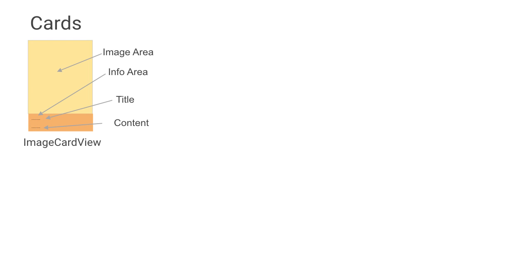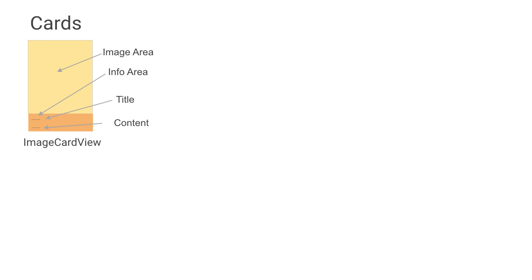Now let's talk about cards. Cards are another key component of Leanback Library. One of the key classes that comes with Leanback is called image card view. That's used to render cards. It consists of two areas. It has the image area, which displays your image on top, and there's the info area at the bottom, which displays your content, such as title and description and an optional icon.